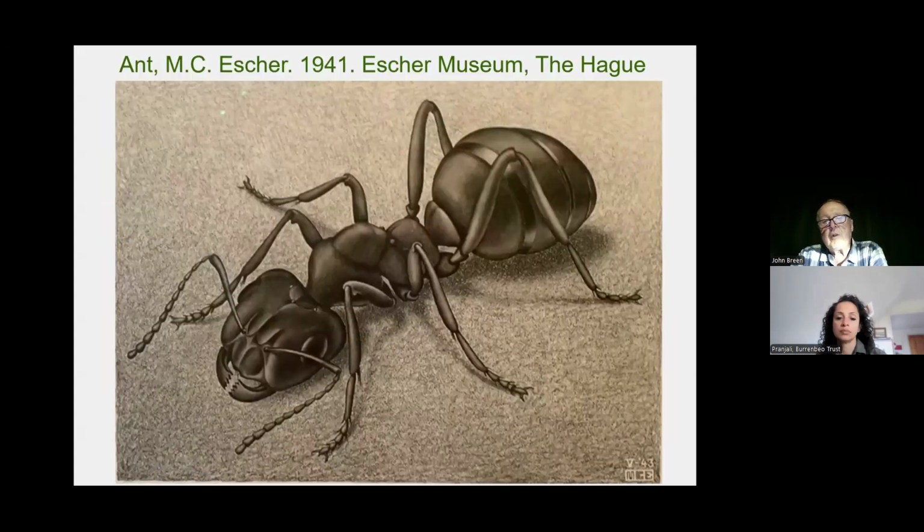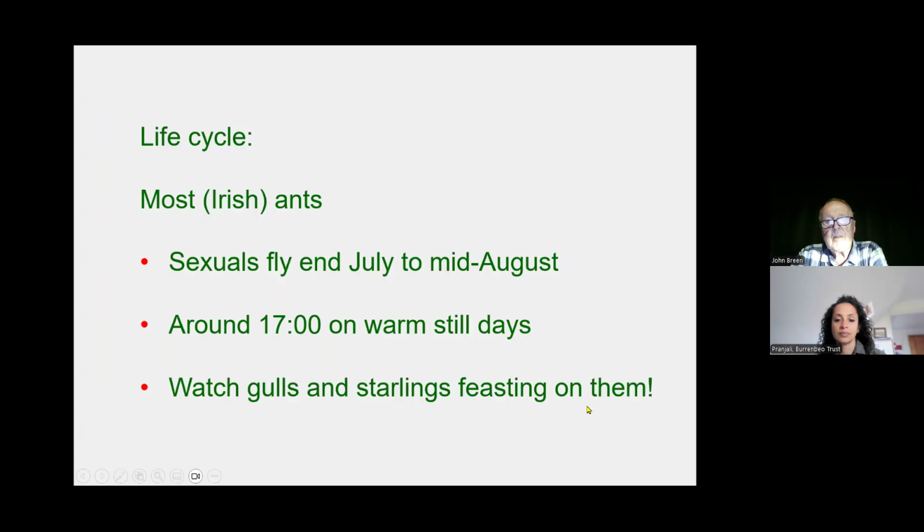And back to tell you now that you now know that Escher's picture is of a formicine ant, probably a Formica wood ant worker. And the life cycle is that most Irish ants, I like to say that they fly at 5 o'clock on the 20th of July.